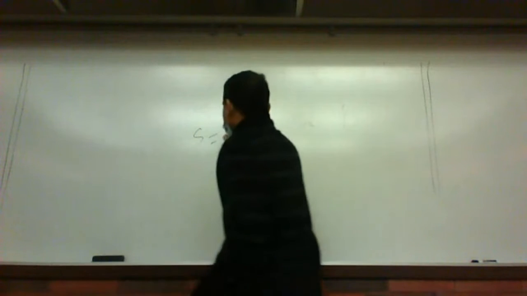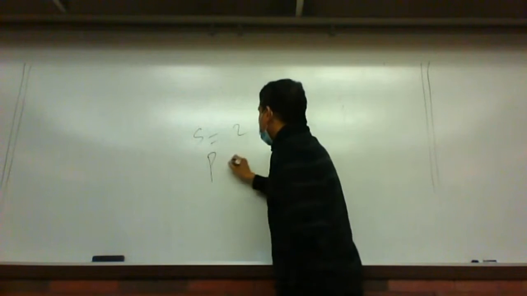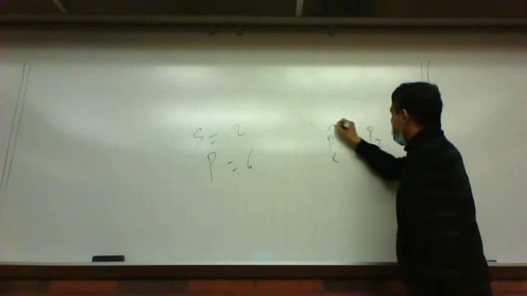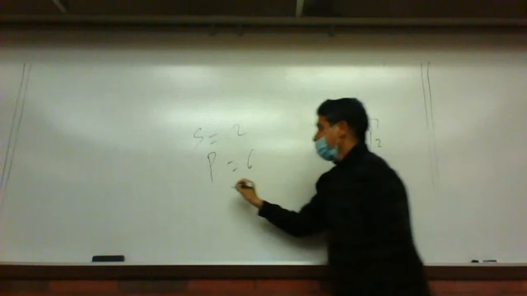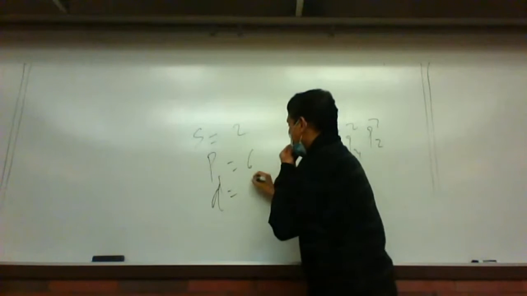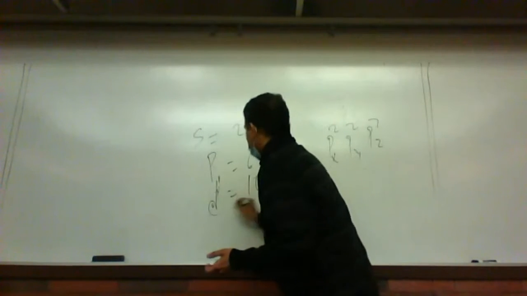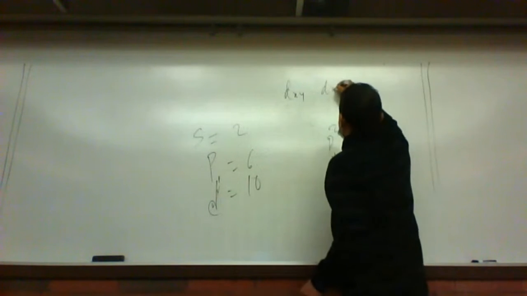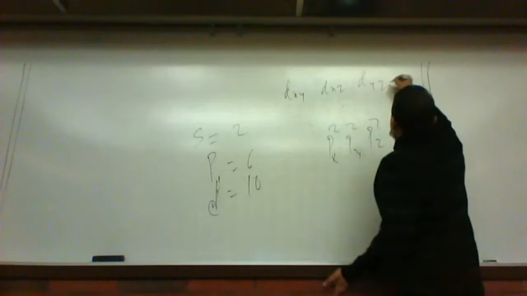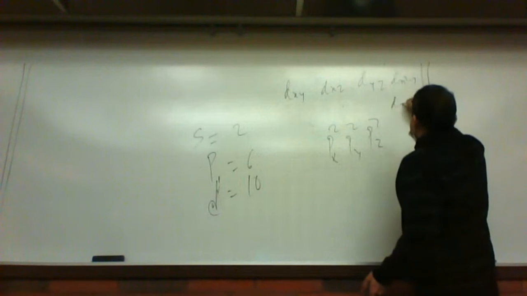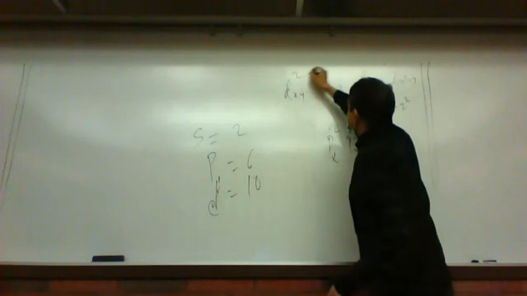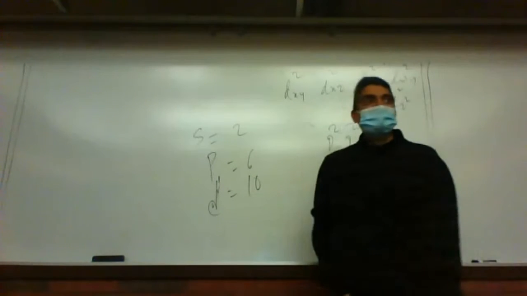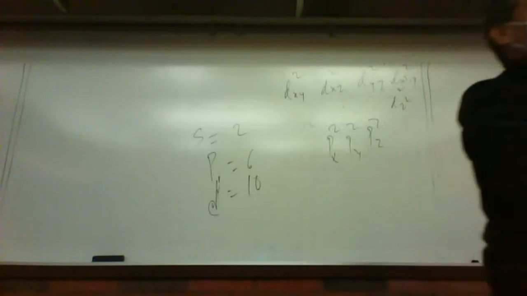So the s orbital can have only 2 electrons. p can have 6 because p has px, py, and pz, so 2, 2, 2. So p can have 6 electrons, and d can have 10 electrons. Because d has 5 orbitals: dxy, dxz, dyz, dx2-y2, and dz2. So 1, 2, 3, 4, 5. This can have 2, this can have 2, this can have 2, this can have 2, this can have 2. So d can have up to 10 electrons. One orbital cannot have more than 2 electrons.